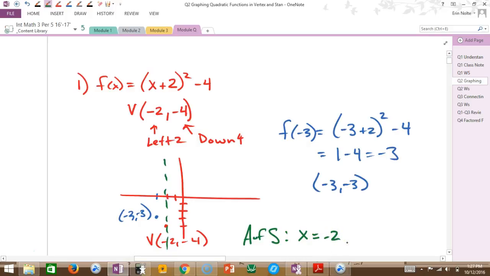Okay, so all I have to do now is take that point, reflect it over the axis of symmetry, and where would it land? You just do the slope of what it is right now. Hold on. So (-1, -3). It's just up one, right one.